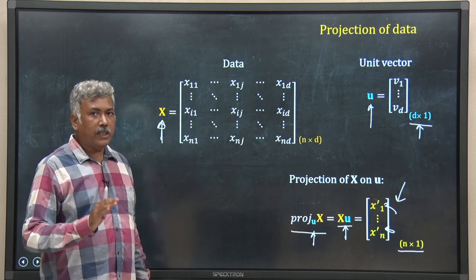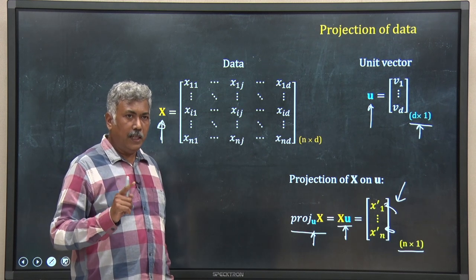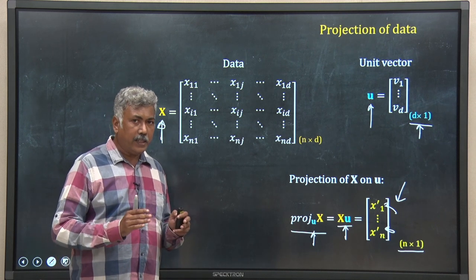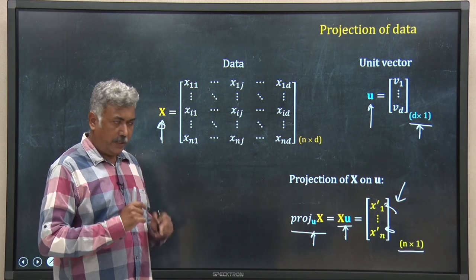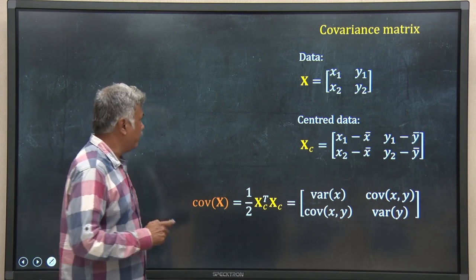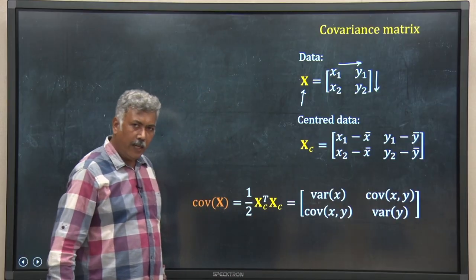So, that is for projection of data. As I said, the other important issue in PCA is the issue of variance. For that, we have to understand something called covariance matrix. Again, I will take a 2 by 2 data matrix as an example. So, this is my data matrix. I have two samples. I have two variables. Variables are x and y.